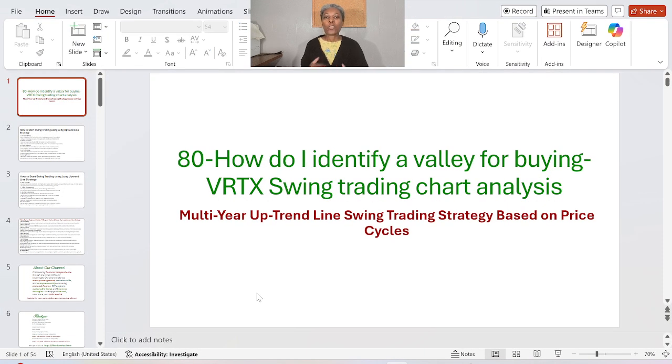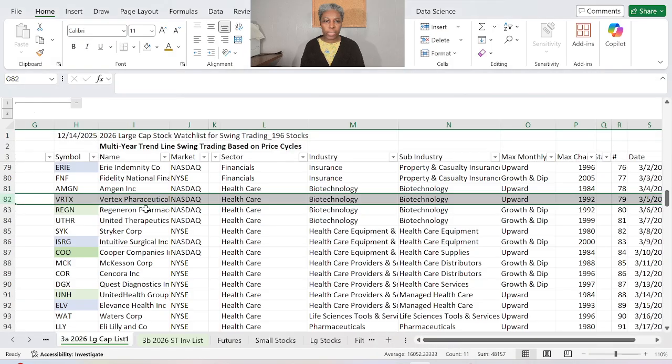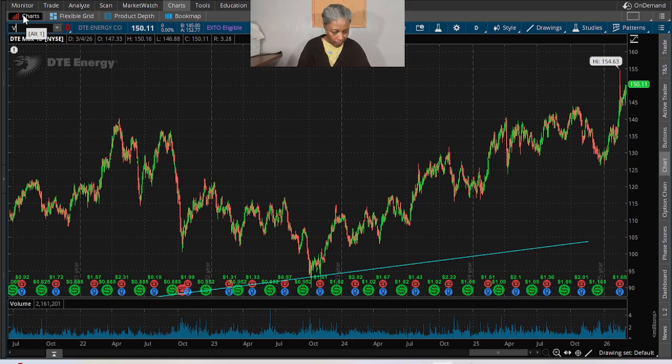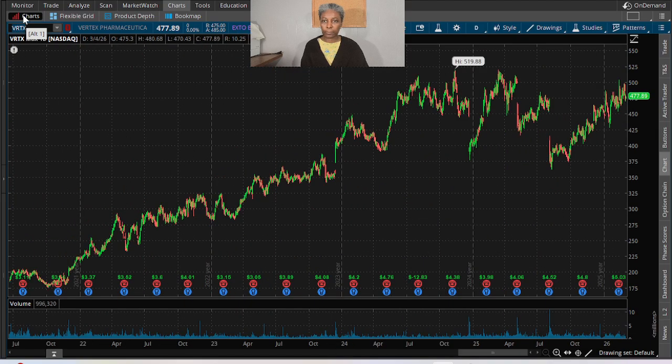Hello, how do I identify a valley for buying a stock? So let's take VRTX here as of March 5, 2026 to analyze VRTX.